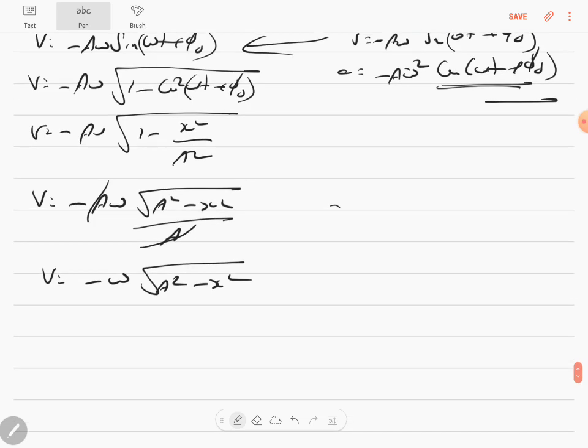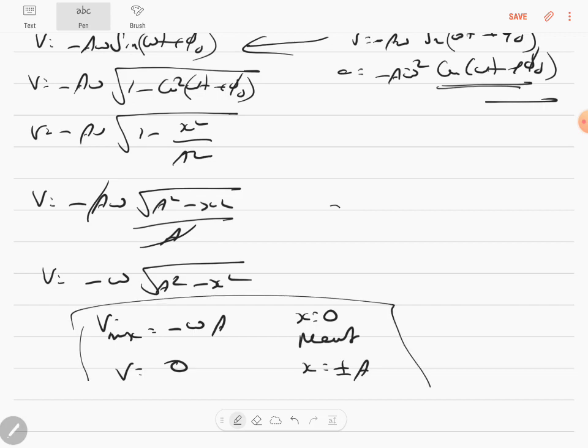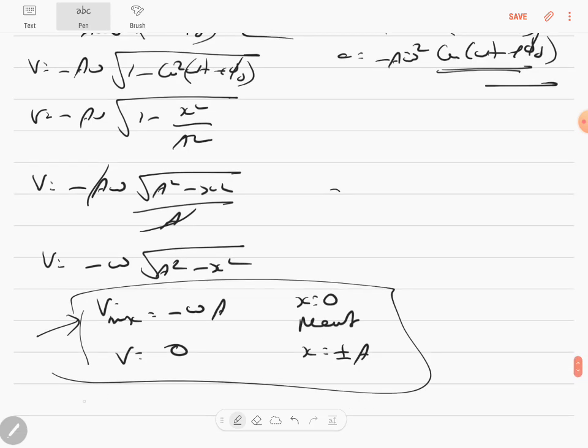Now we are going to do a case study. The case study is when x is equal to 0. What is the meaning of x equal to 0? At mean position, the velocity will be maximum. It will be minus omega A. And x is equal to plus or minus A, which is the extreme positions, you will get velocity to be 0. Thus you can conclude that this is the maximum velocity minus omega A, and the velocity at the extreme position is always 0, if they ask you to conclude this.